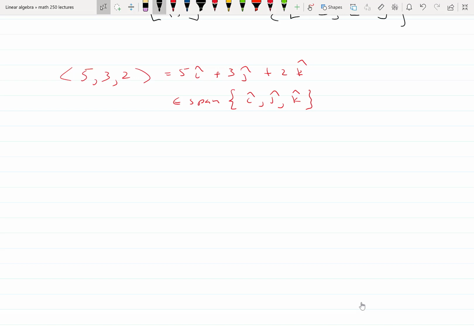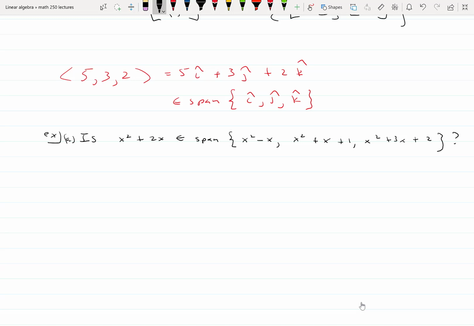So example, part A: is x squared plus 2x in the span of the set of vectors x squared minus x, x squared plus x plus 1, x squared plus 3x plus 2?